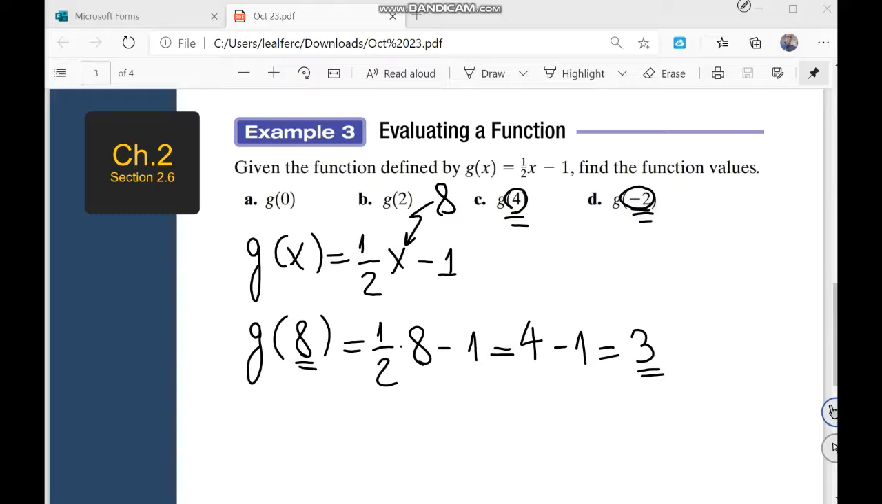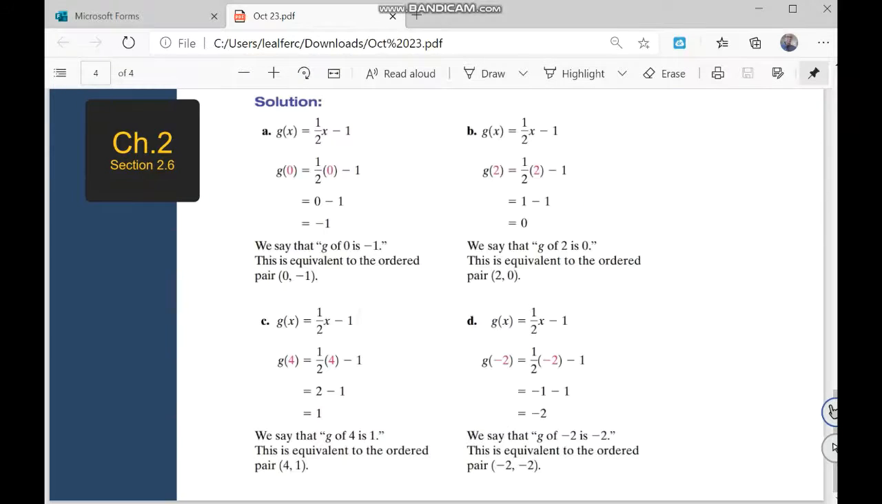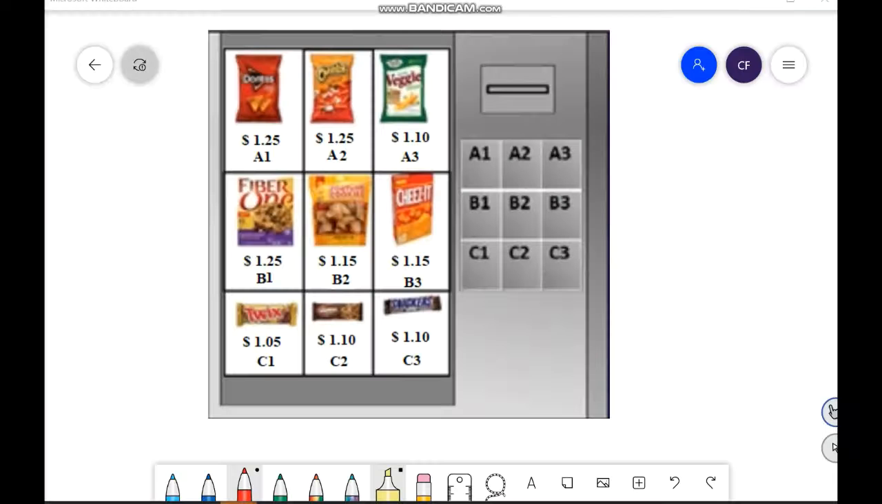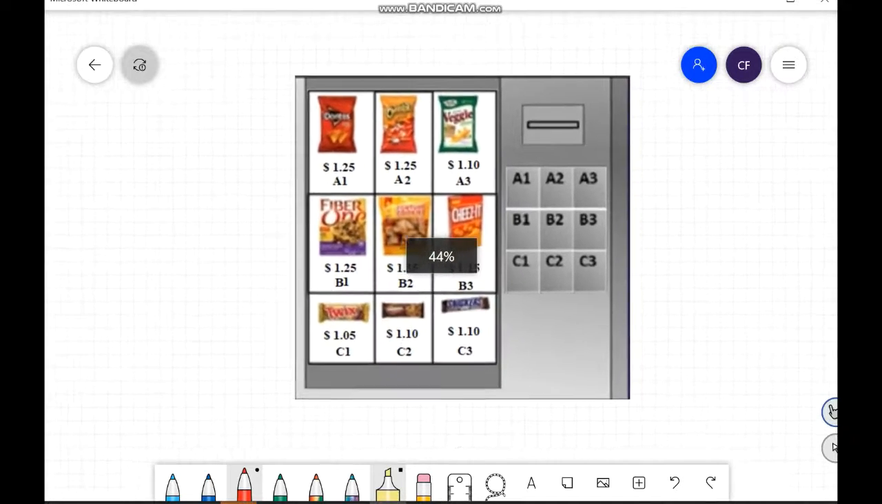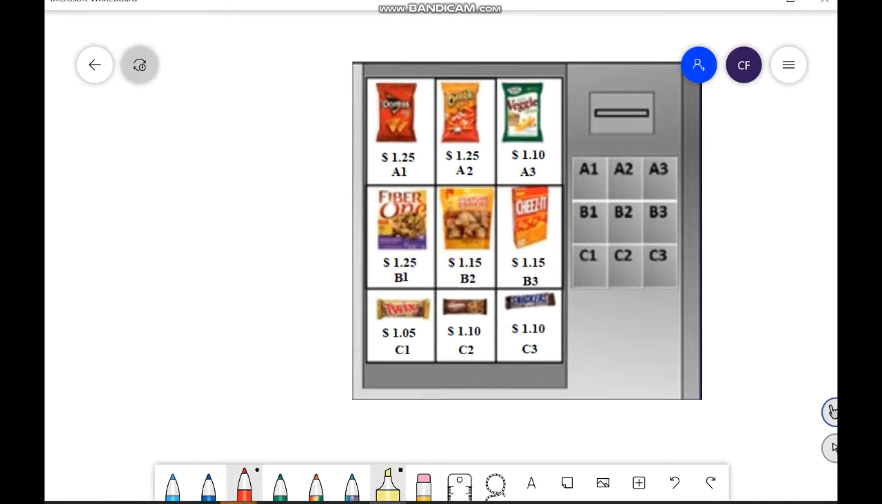Right now, I think that's the end of the PowerPoint. Let me see. Yeah, this is just an explanation. You can check this out later, but it's just a review. And again, I'm working on this bell work here, this vending machine, because actually it's a good example. It's a good thing to remember what is a function.